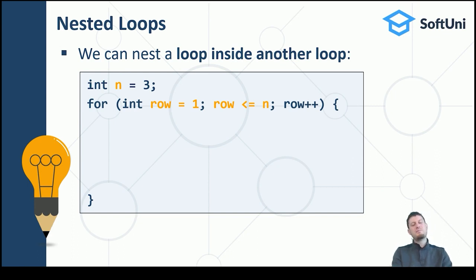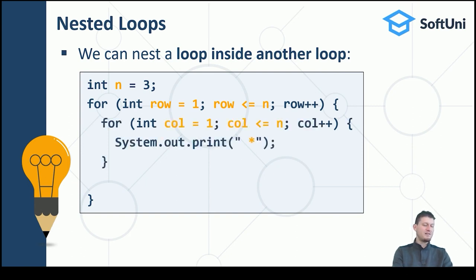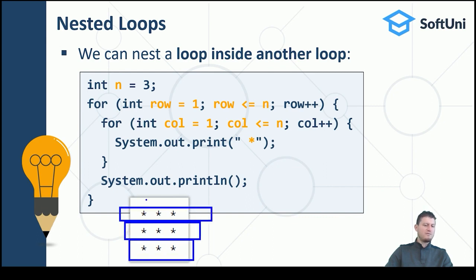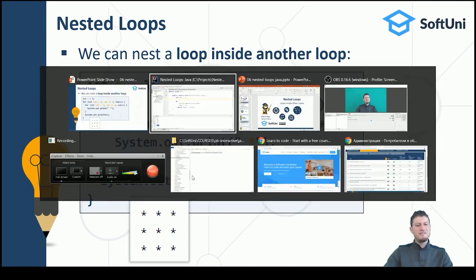A typical example is to iterate from the first to the last row, for example, in the cinema hall, and then to iterate from the first to the last column. And currently we just print stars like this, and the output is something like this. So we'll have an iteration, row 1, row 2, row 3, and for each one we'll have column 1, 2, 3. For the second row we'll have column 1, 2, 3, and for the third row we'll have column 1, 2, 3. Okay, let's see this in action.